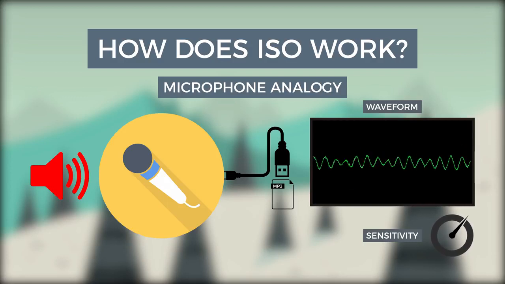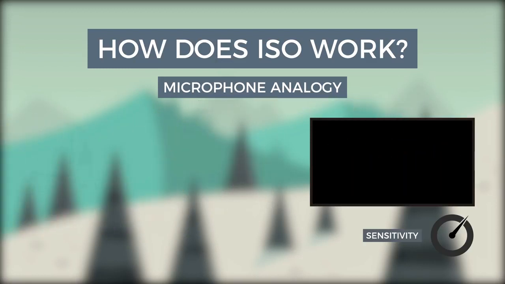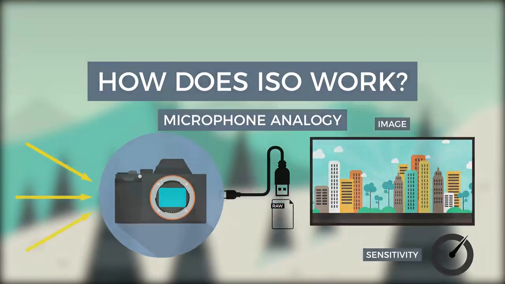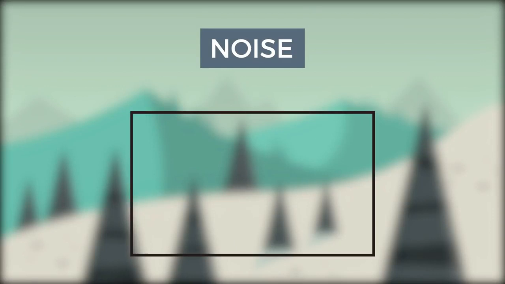However, besides the whisper being louder, background noise is amplified as well, and you may even hear the hum of the microphone's electronics. Similarly, increasing the ISO of a camera increases its sensitivity to everything, revealing any lighting artifacts as well as any electrical grain in the system. This phenomenon is referred to as noise in the world of photography.